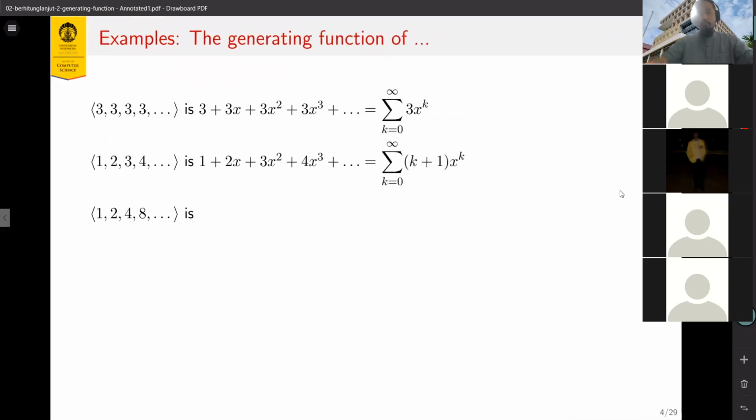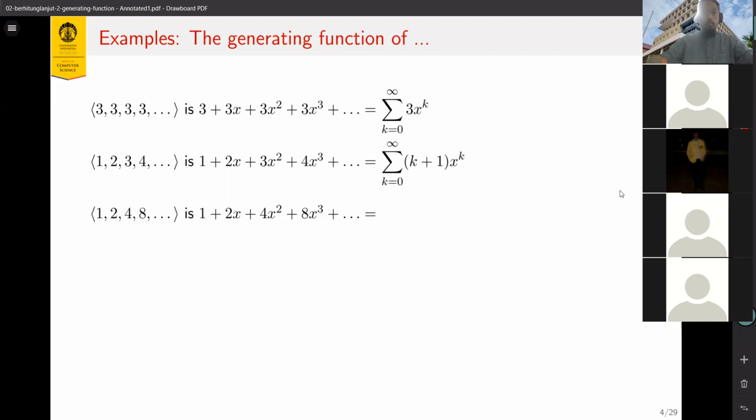What about this one? It's 1 plus 2x plus 4x squared and 8x cubed, and so on, right? And if we write it as a sum, what is the sum form? The summation form? We use summation notation. What is it? Sum from k equals 0 to infinity of?